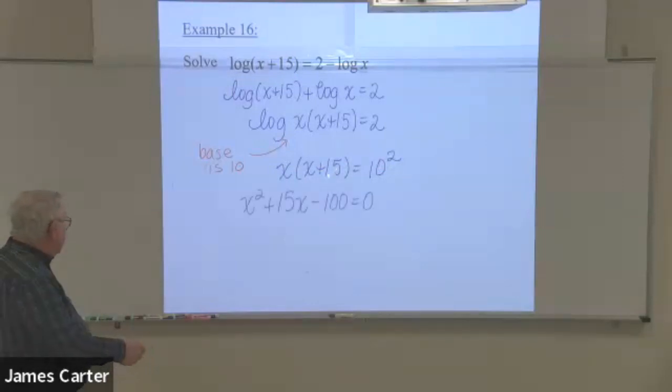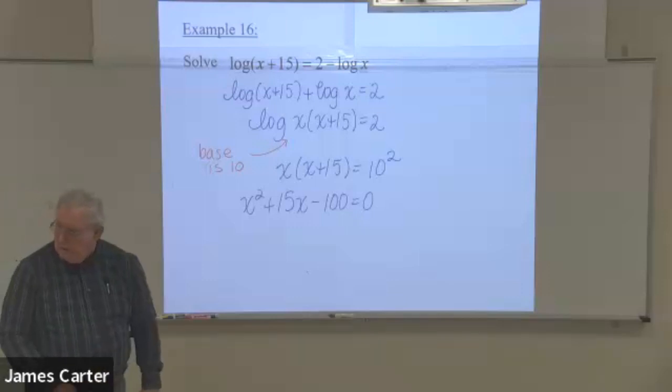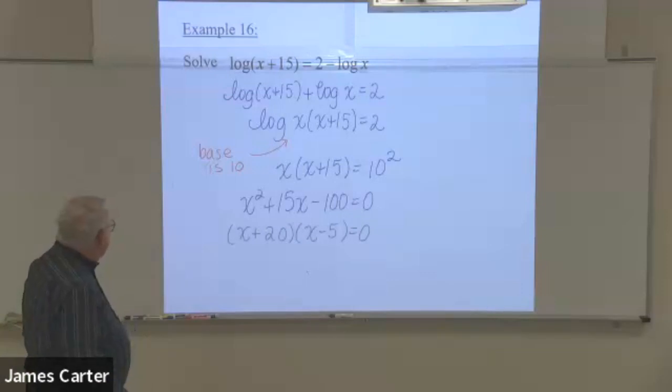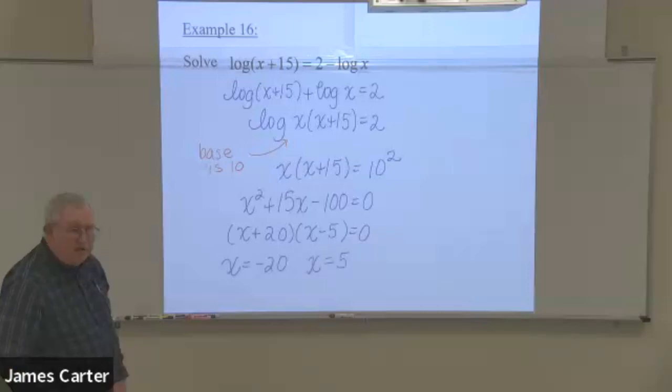We move that 100 over to the other side, gives us a quadratic that we can either factor or use the quadratic equation on. Okay, so we do that. This thing does factor, by the way. 20 minus 5 is 15. 20 times 5 is 100. Okay, so that gives us two solutions, negative 20 and positive 5.